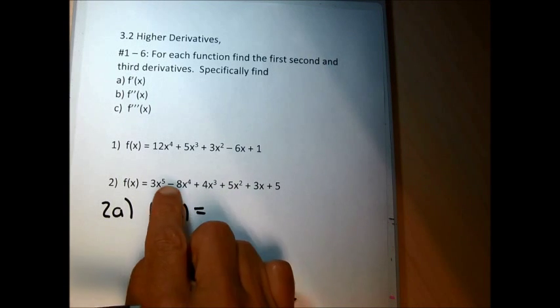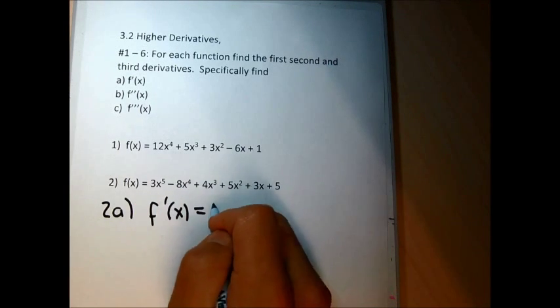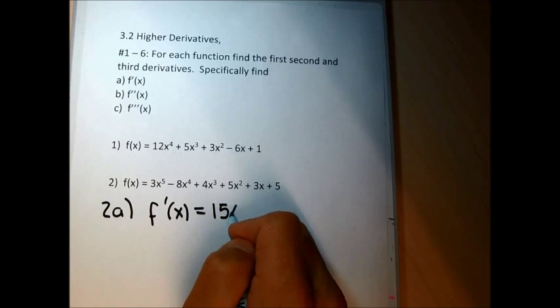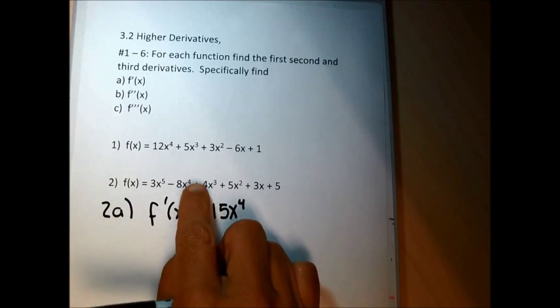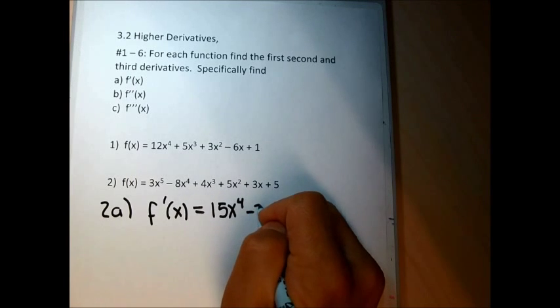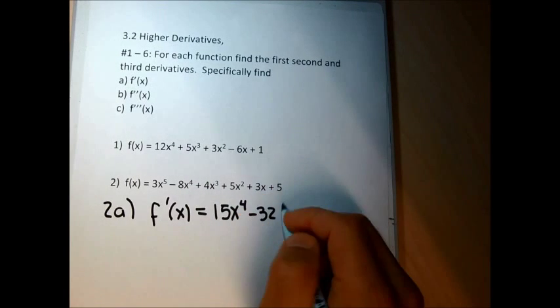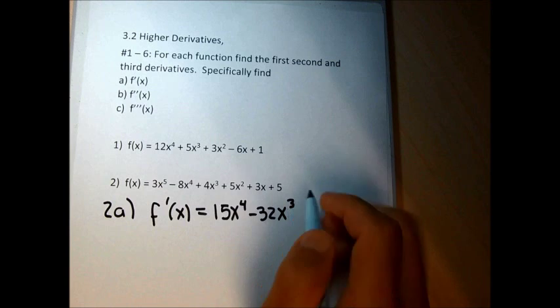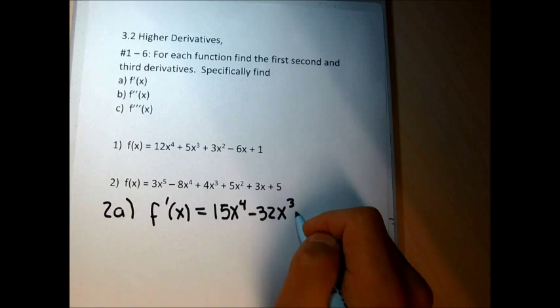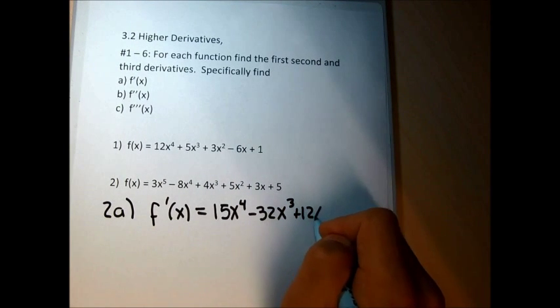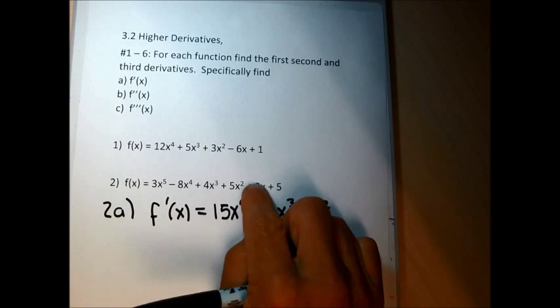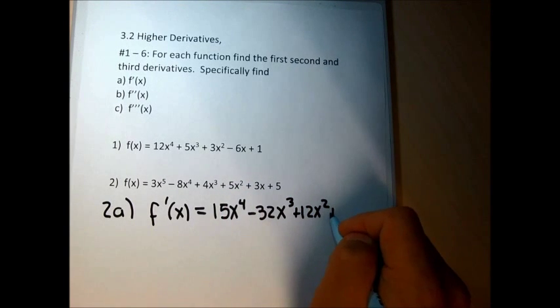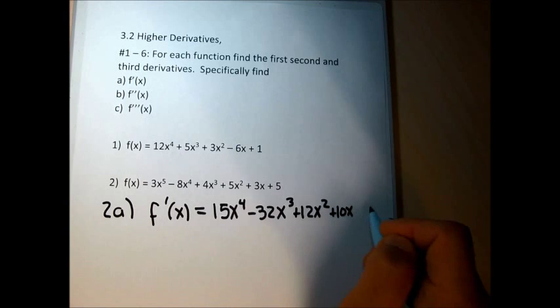So first, I'm going to go 5 times 3 is 15. Lower the exponent by 1 and get a 15x to the 4th. And then 4 times minus 8 is minus 32. Lower the exponent by 1 and get an x cubed. 3 times 4 is 12. Lower the exponent by 1 and get an x squared. 2 times 5 is 10. Lower the exponent by 1 and get an x.